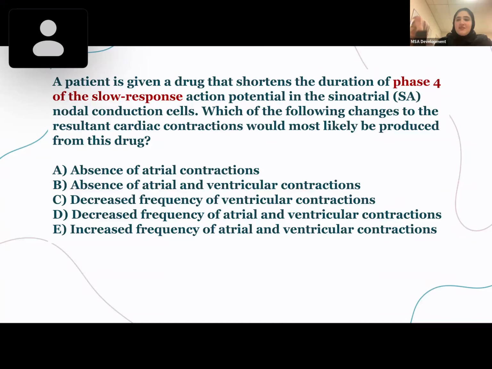So a patient is given a drug that shortens the duration of phase 4 of the slow response action potential in the sinoatrial nodal conduction cells. Which of the following changes to the resultant cardiac contractions would most likely be produced from this drug? So what do you think this drug would do to the cardiac contractions themselves? Will we have no atrial contractions? Will we not have any ventricular or atrial contractions? Or will we have decreased frequency or increased frequency? Okay, I'm seeing a lot of E's. Can someone explain why?